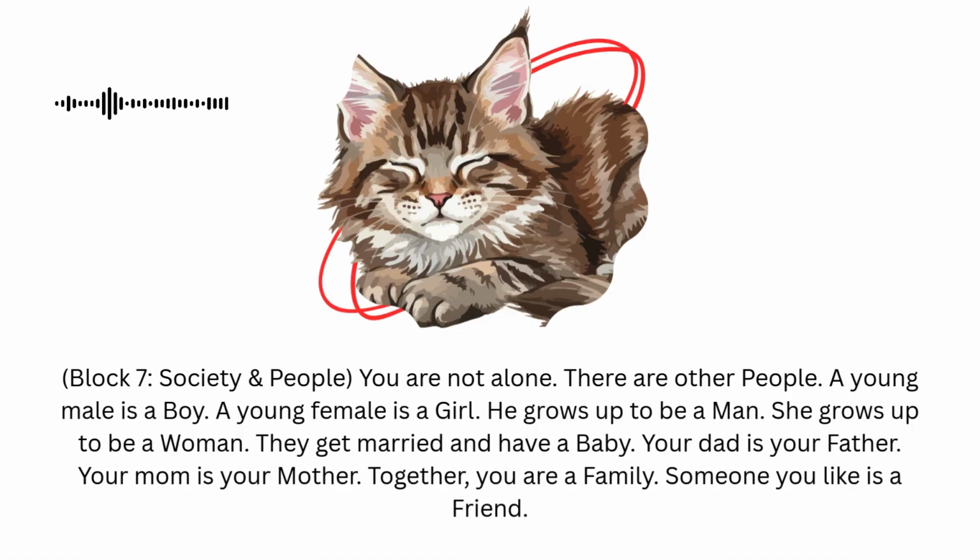Block 7. Society and people. You are not alone. There are other people. A young male is a boy. A young female is a girl. He grows up to be a man. She grows up to be a woman. They get married and have a baby. Your dad is your father. Your mom is your mother. Together, you are a family. Someone you like is a friend.